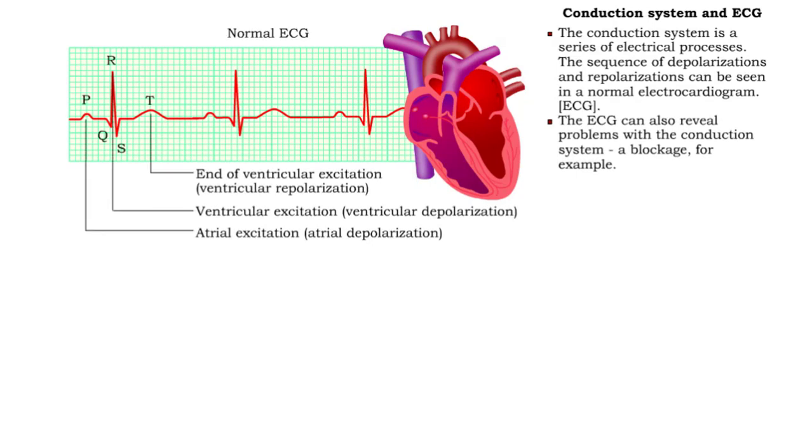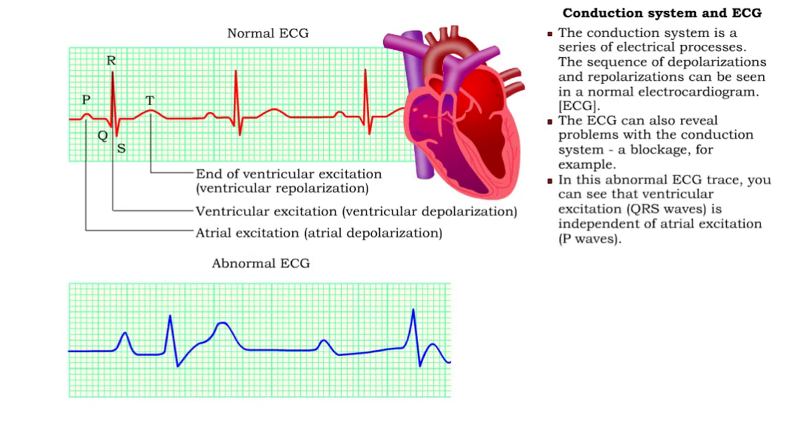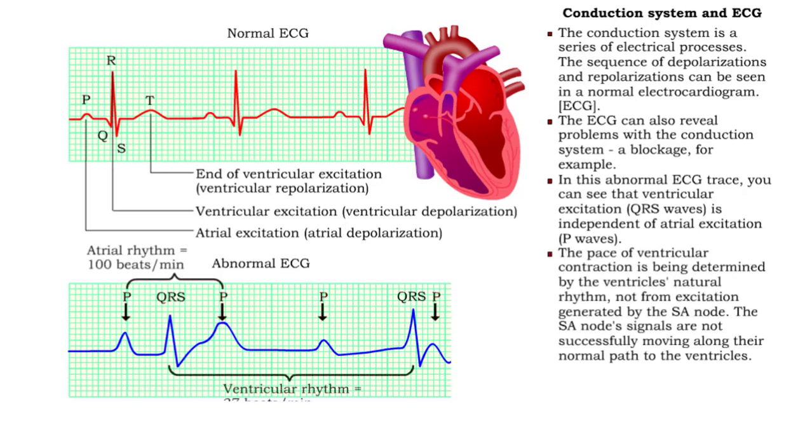The electrocardiogram can also show problems with the conduction system. Look at this trace showing complete heart block. By comparing the QRS waves to the P waves, you can see that ventricular excitation is independent of atrial excitation. The pace of ventricular contraction is being set by the ventricle's slower natural rhythm, not by stimulation from the SA node and atria.